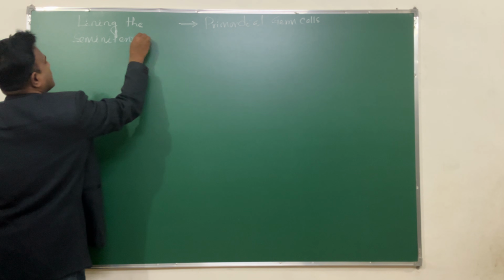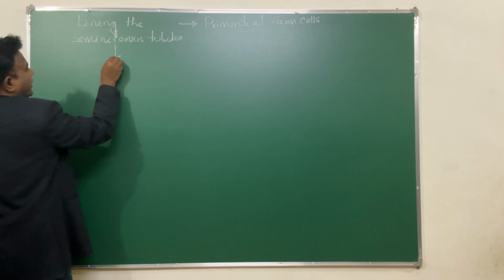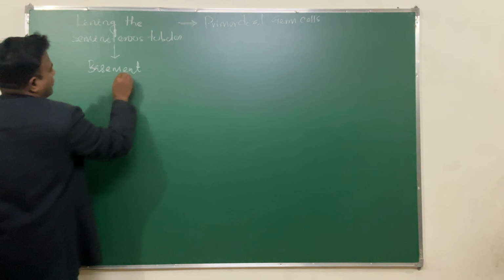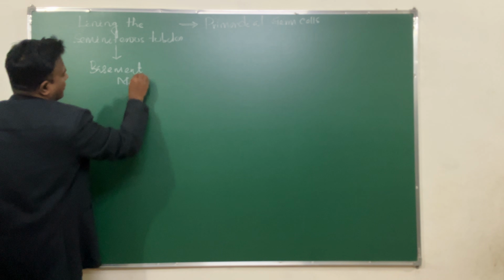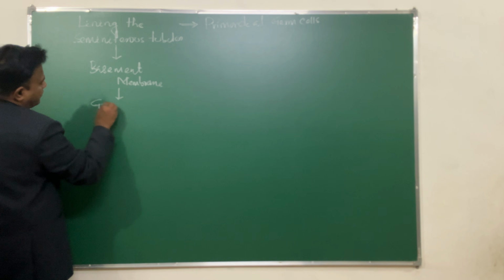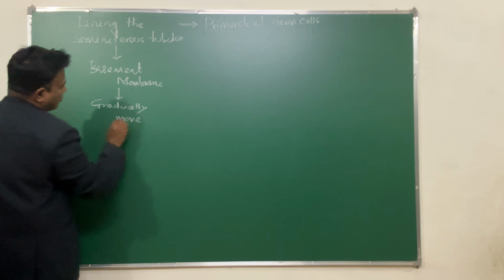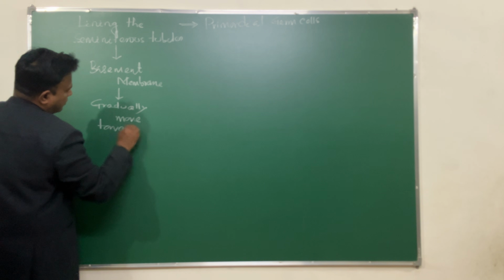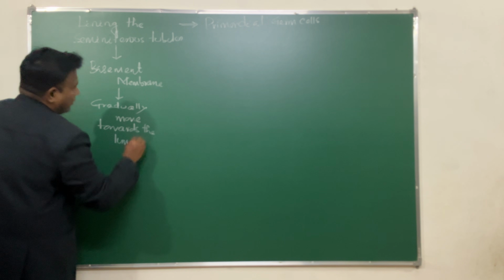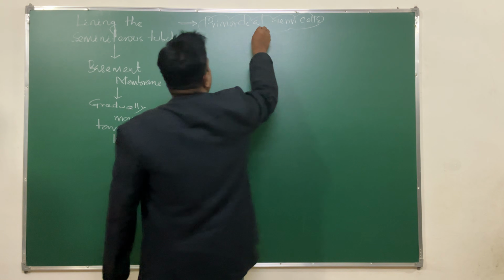seminiferous tubules, which are the units of testis. We are just along the basement membrane from where this process begins and will gradually move towards the lumen. So here what happens, now this is the beginning of the cells. This is the primordial germ cells.